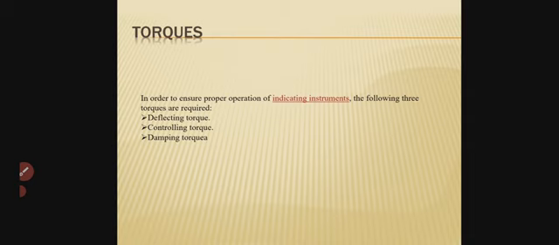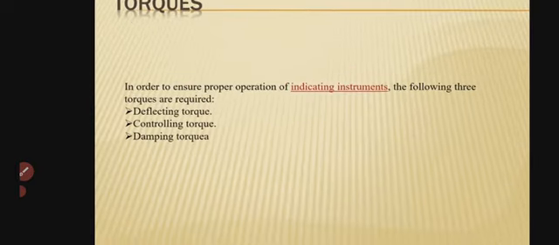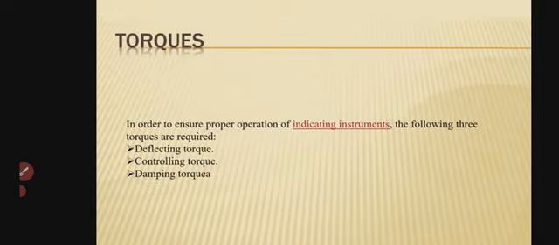In order to ensure proper operation of indicating instruments, the following three torques are required. In order to ensure proper operation of an indicating instrument, the torques required are, namely, deflecting torque, controlling torque, damping torque.